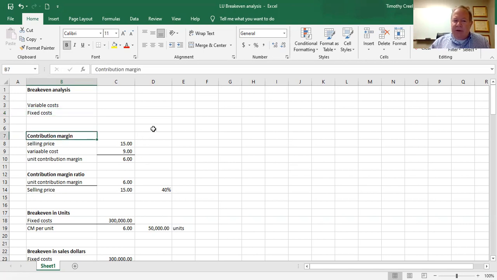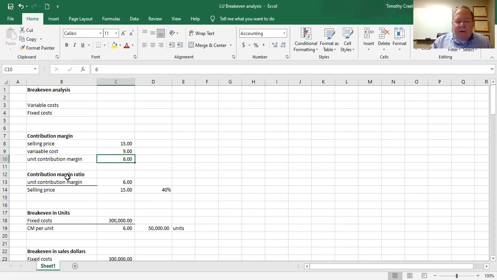Now, contribution margin is also a very important element of it. Contribution margin is defined as the selling price of an item minus the variable cost, which gives us our unit contribution margin. So if we're going to sell an item for $15 in the marketplace, and our variable cost to produce it is 9, then we have a unit contribution margin of 6. Think of contribution margin as what a company makes over and above the direct variable cost of that product.